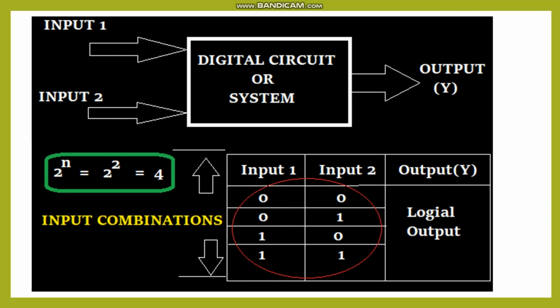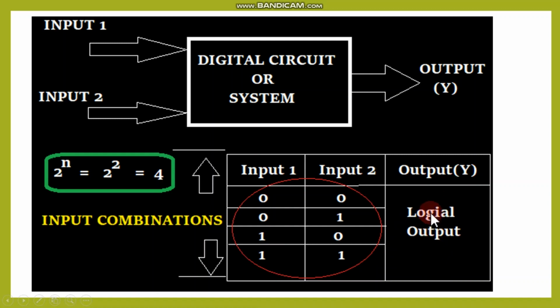So here in the above block diagram we have used input number 1 and input number 2. So 2 raised to n will become 2 raised to 2, and 2 raised to 2 gives 4. This means that using 2 inputs we can generate 4 input combinations. Now see the table towards your right hand side. In the table there are 3 columns. One column is input 1, the second column belongs to input 2, and the third column belongs to the output.